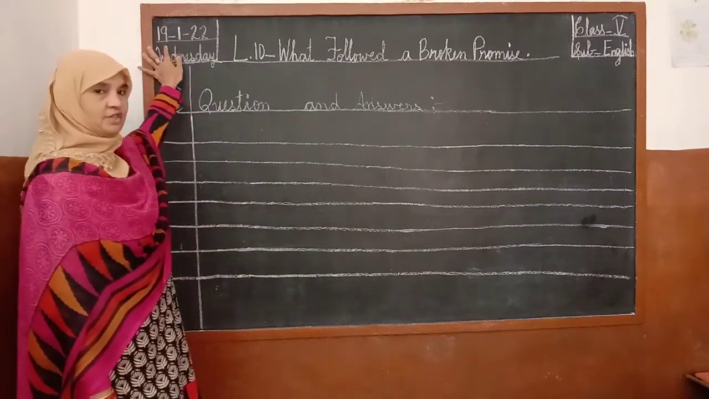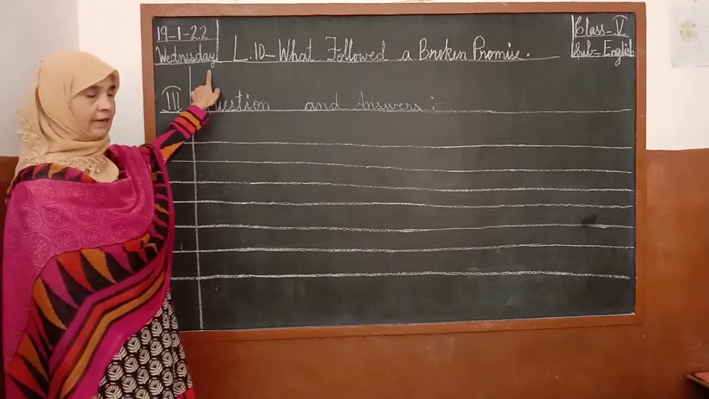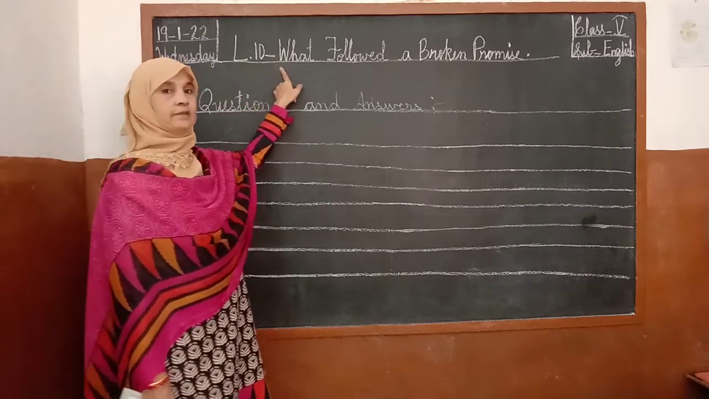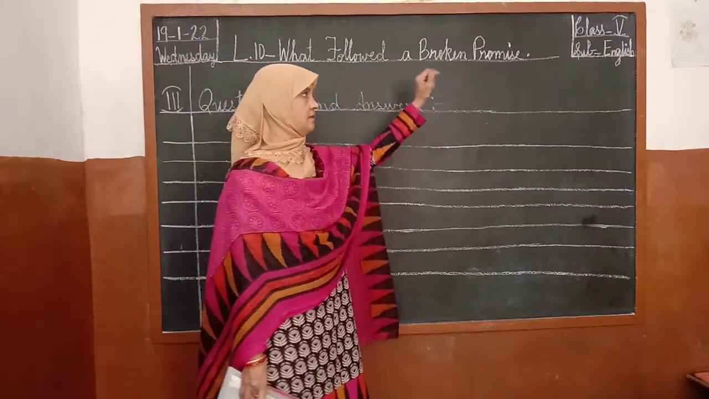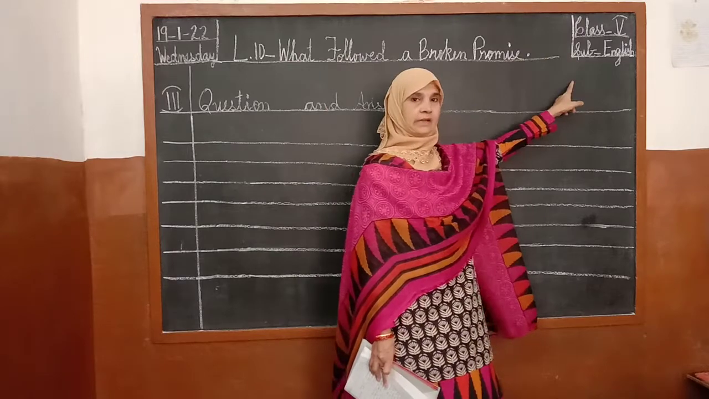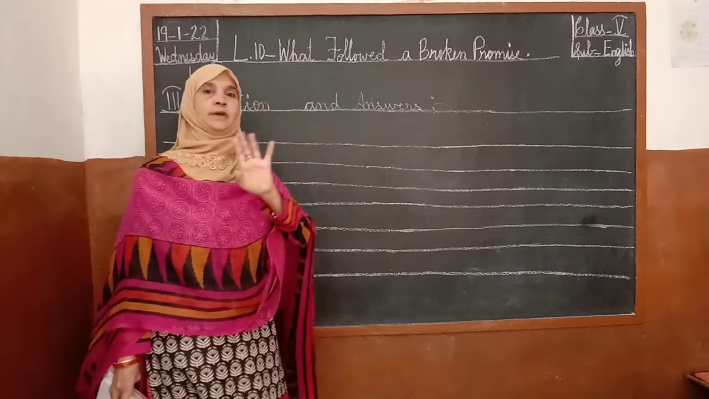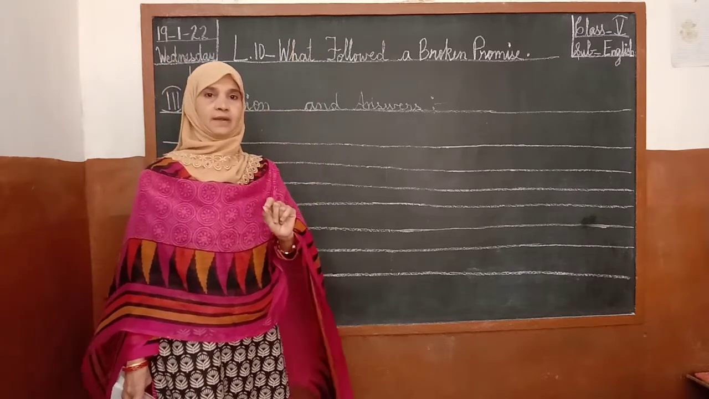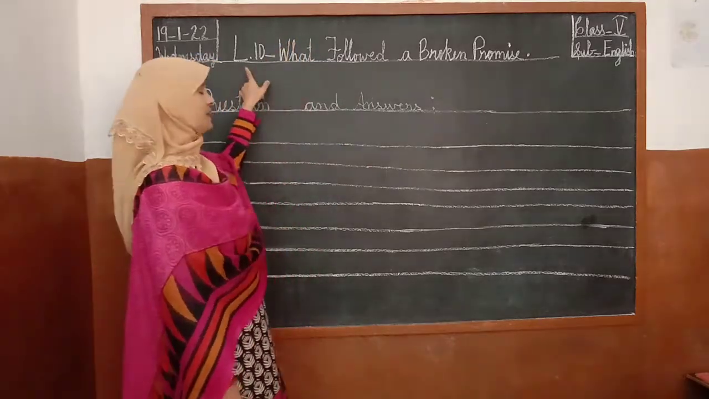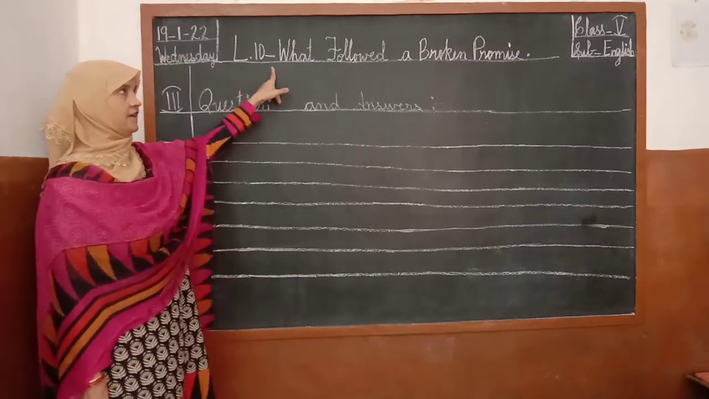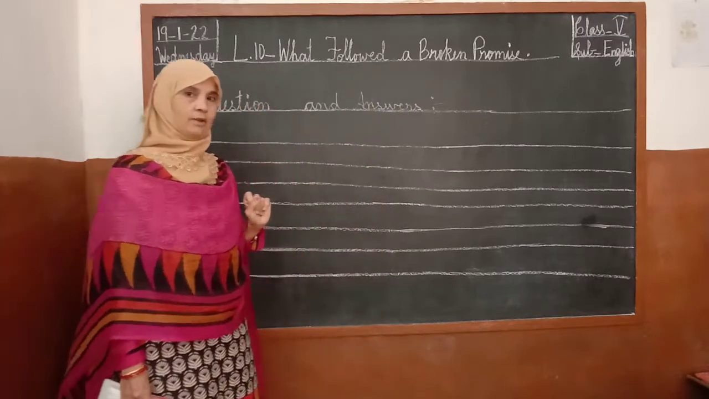Write the year and date: 19/1/2022, Wednesday. Write the heading on the red line: lesson number 10, What Followed a Broken Promise? Class 5th, subject English. When you are writing the heading, don't use a red pen. Write with a black pen. So what's the lesson name? Lesson number 10, What Followed a Broken Promise? Is that clear? Are you able to read?